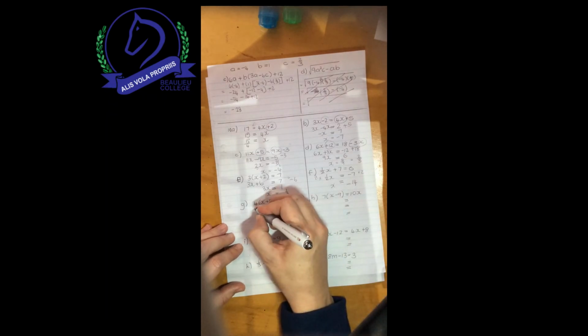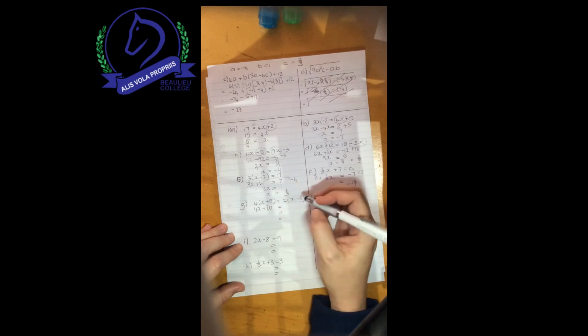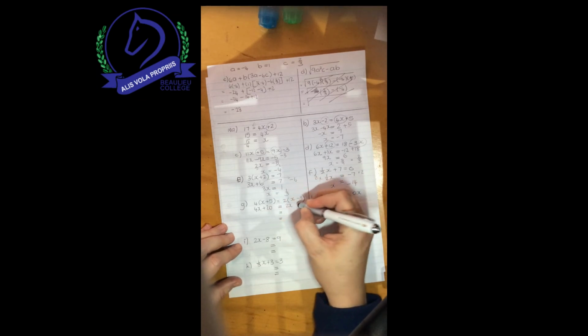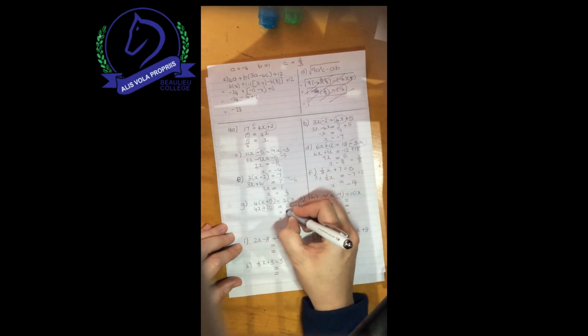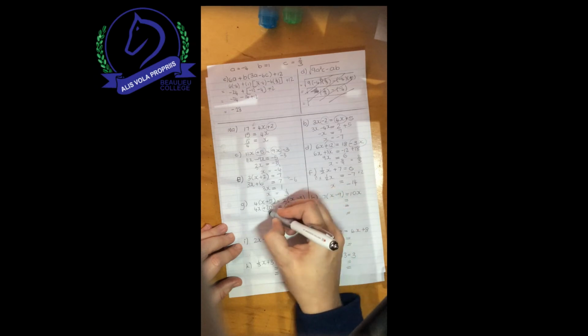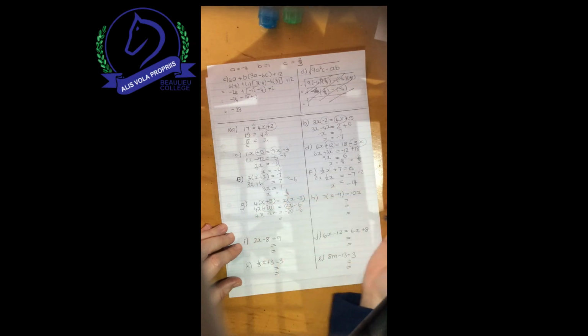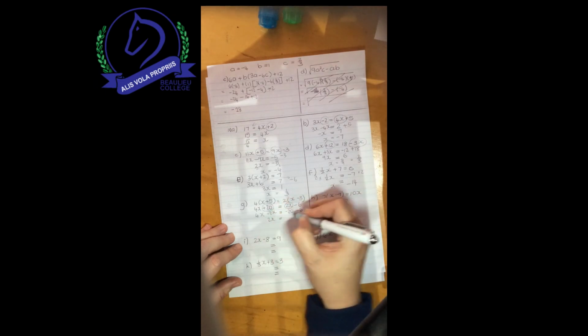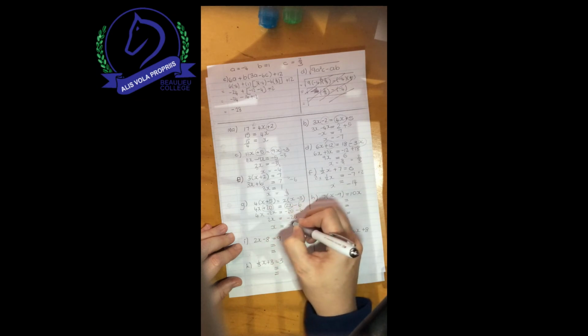Number G, distribution. 4 times x is 4x, 4 times 5 is 20. Distribute 2. 20 will become minus 20, 2x will become minus 2x. 4x stays, minus 6 stays, 2x equals minus 26. Divide each side by 2, x is negative 13.